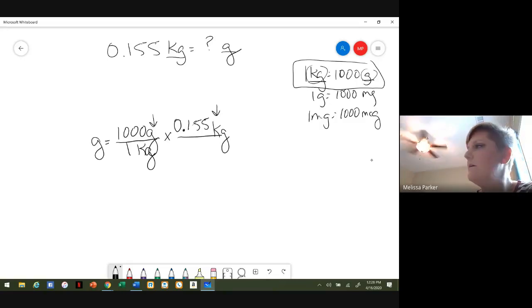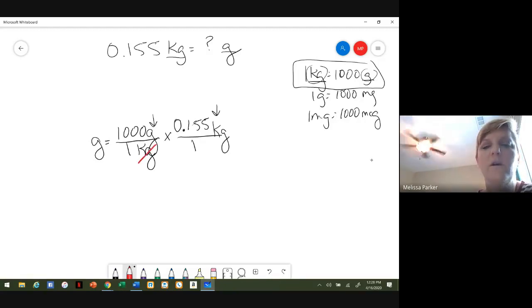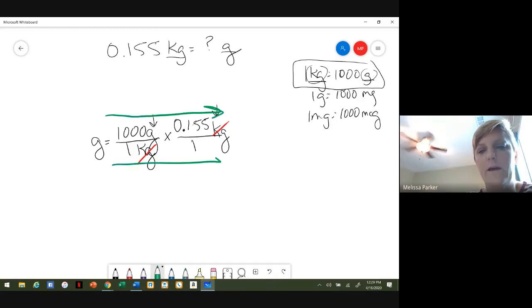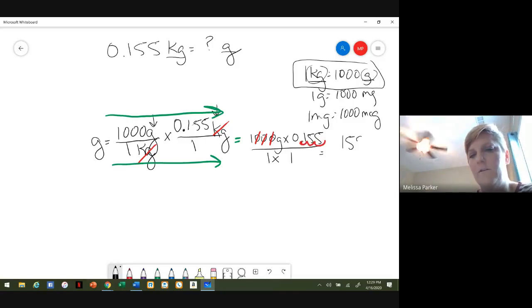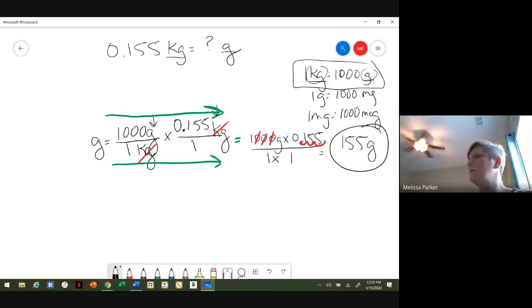And then what goes down right here? Good, just a 1, right? Because we're just holding our place value. Then we can cross out our kilograms. Then you can multiply the top across and you can multiply the bottom across. And then you would end up with 1,000 grams times 0.155 and then 1 times 1. And then 1, 2, 3. My number should get bigger because I'm multiplying, 1, 2, 3. So you have 155 grams. Okay. Any questions on that one?